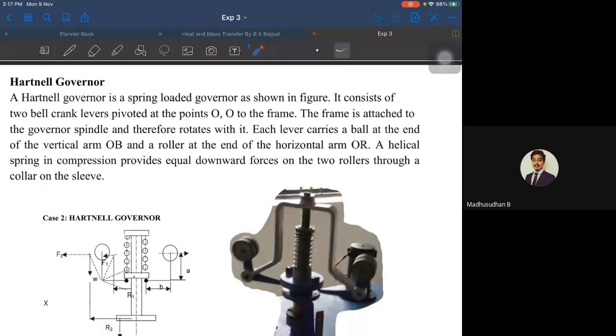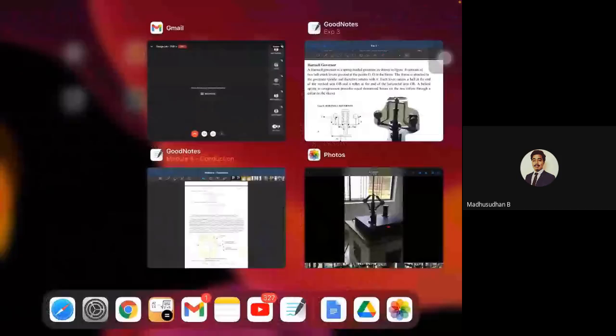you can visualize here. This is the Porter governor. So this is the Hartnell governor. See, you can visualize that. The dead weight is being replaced with a spring over there.